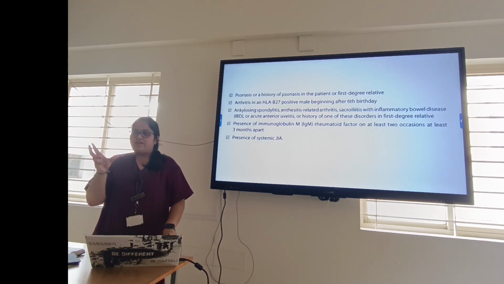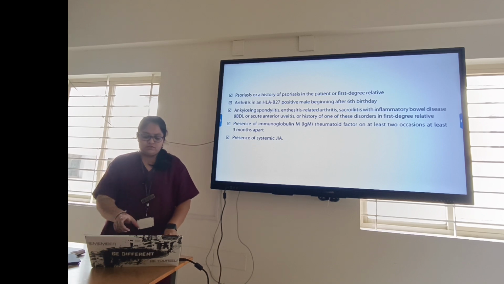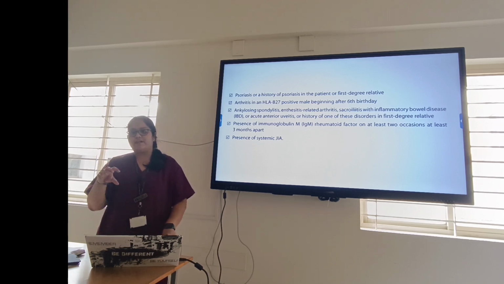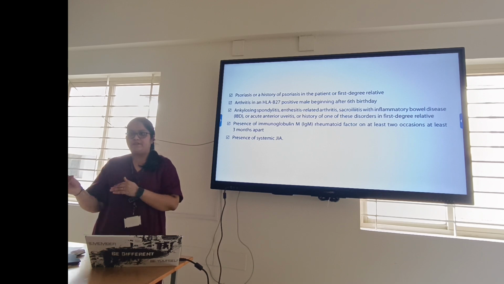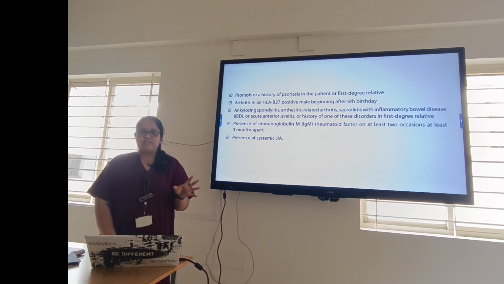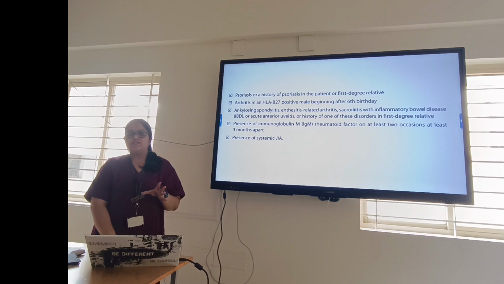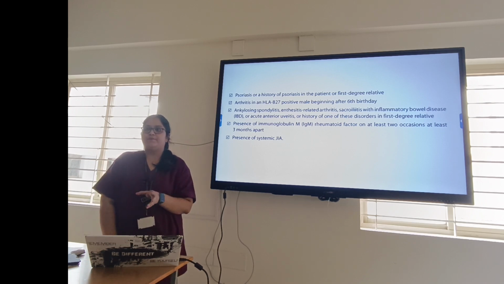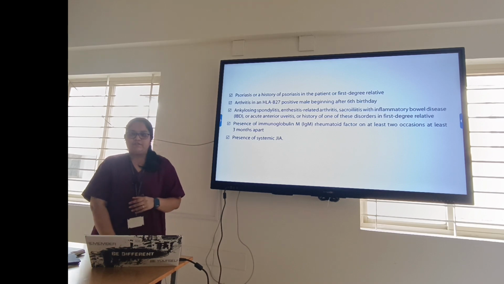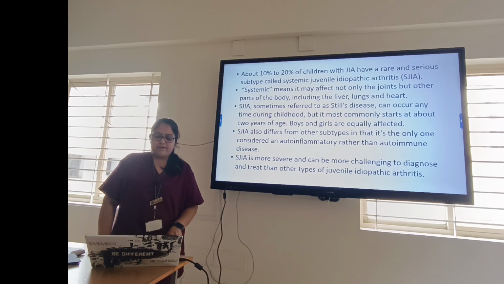So the exclusion criteria 1, 2, 3, 4 was there, no? These are the 5 different points where they exclude some particular cases. Among the 7 classifications we saw, we are concentrating mostly on SJIA, that is systemic juvenile idiopathic arthritis, because it is one of the rarest forms seen. About 10 to 20% of children who have JIA have this rarest as well as serious form, that is systemic juvenile idiopathic arthritis.